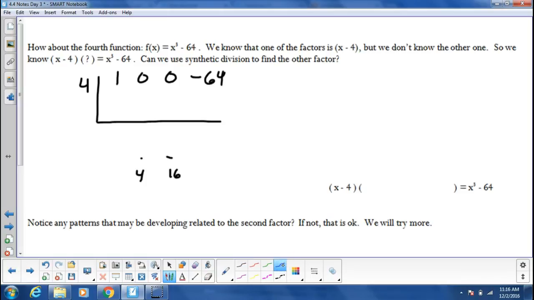Okay? So drop the 1. Multiply. Add. Kenzie, your pattern held so far. Multiply. Add. Multiply. Add. Worked out. Okay? So Kenzie's pattern holds.